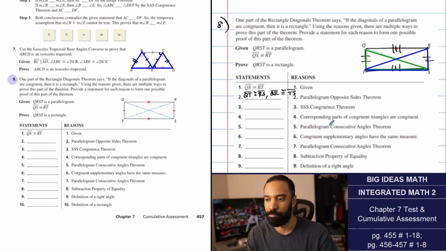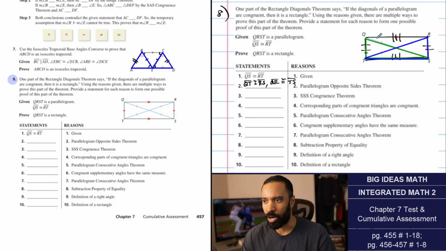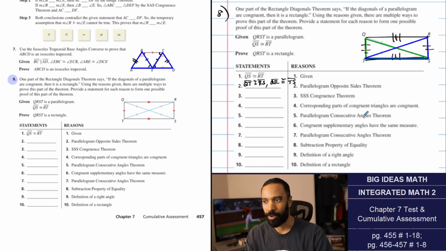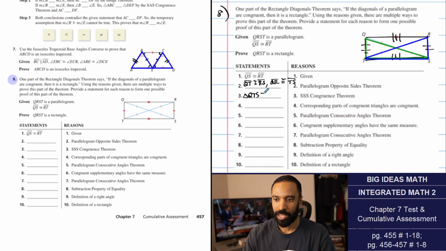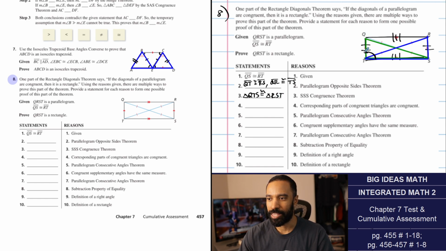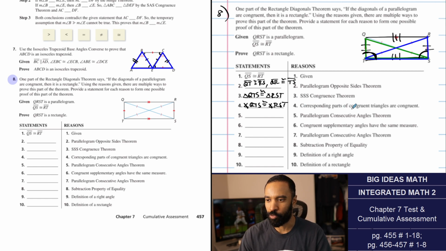Okay, let me move down more to figure out what else I want to say here. Parallelogram consecutive angles theorem would show that angles are supplementary to each other. Congruent supplementary angles have the same measure. I wanted to say that before. Okay, I'm going to go off this one here. Let's say this triangle, let's call it QTS, is congruent to triangle RST. So the green and the blue would make this angle here congruent to this angle. Angle QTS, this is CPCTC, is congruent to angle RST. And I do that based on the flow of what they say next.